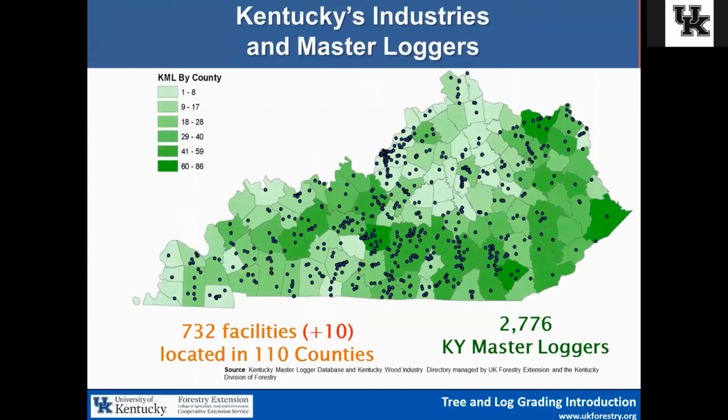As you can see here, we've got this map showing the Kentucky industries as the blue dots. They're spread pretty well throughout the state. We've got 732 facilities in 110 of our counties, and we've got about 2,776 Kentucky master loggers. They're in every county of the state, and as you can see, the darker the color green, the more loggers that are in that county.